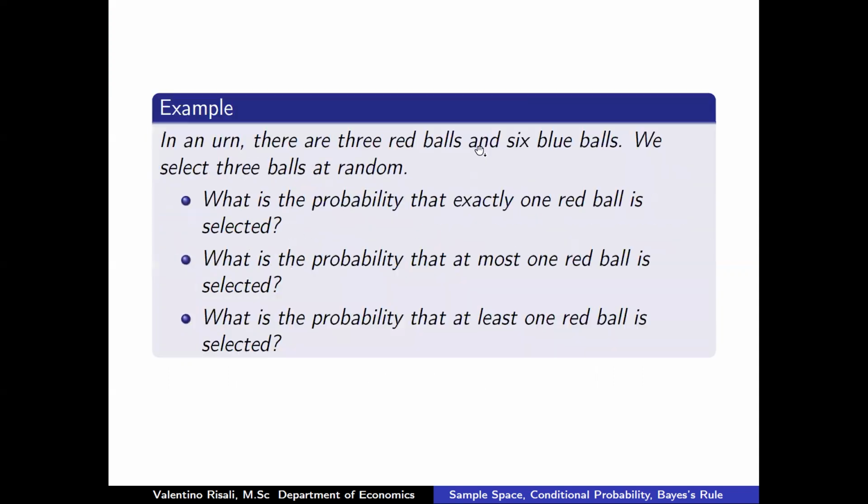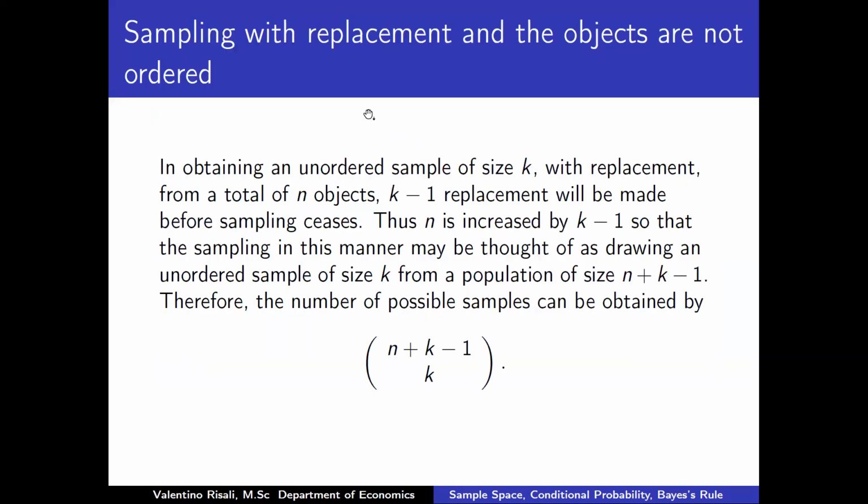These are examples for your exercise, and we move to the last case, that is sampling with replacement where the objects are not ordered. In my point of view, this case is quite hard to produce the formula for, so we must imagine what happens in this case. In this case, we do a replacement after we take a thing, right?